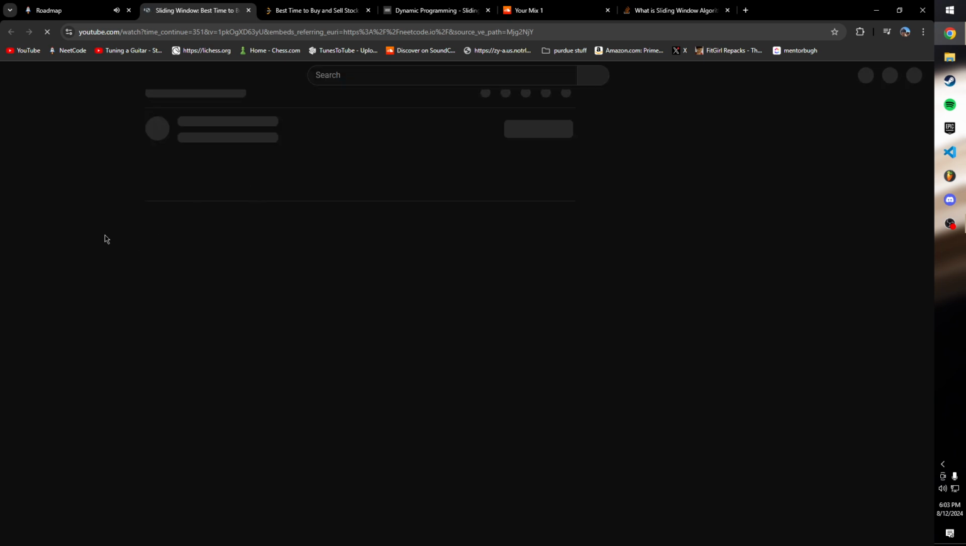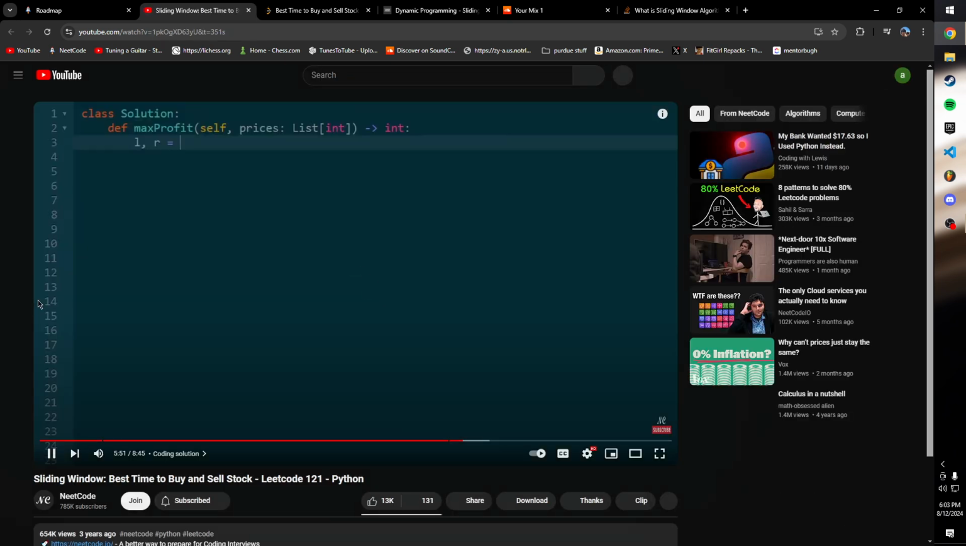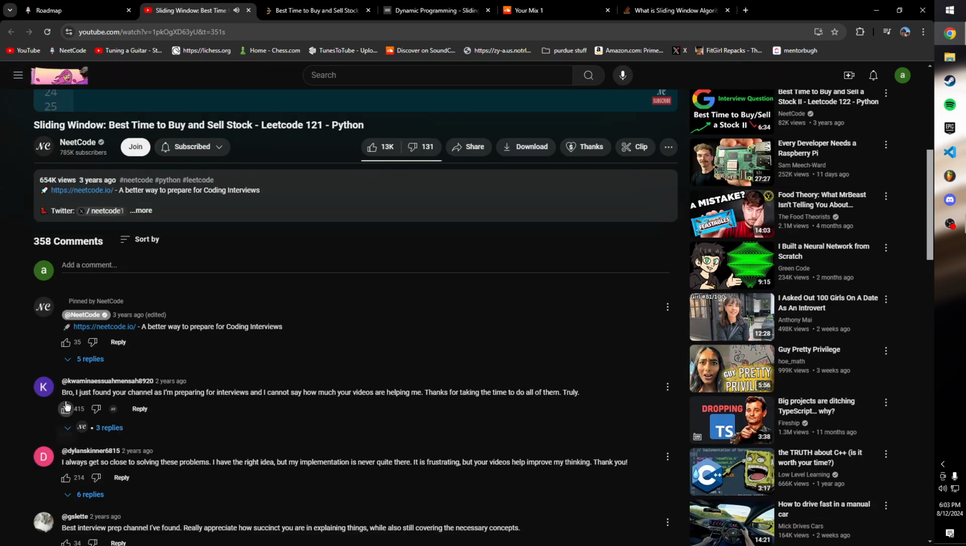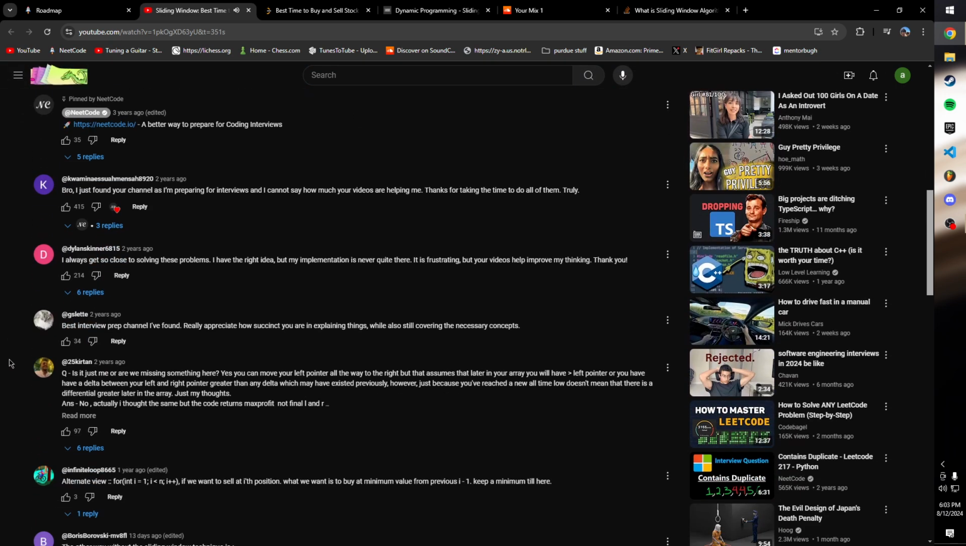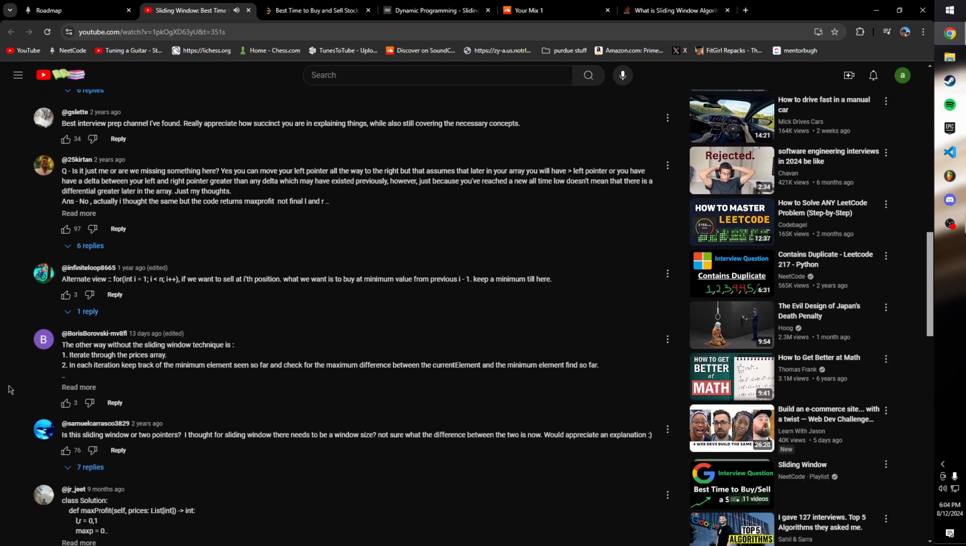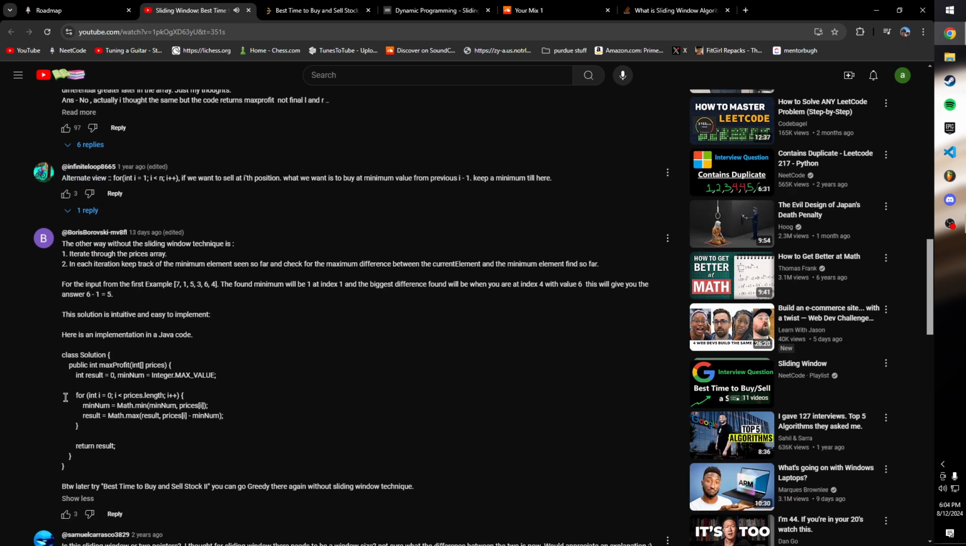Left is going to be initialized to 0 and right is going to be initialized to 1, just like in our picture. We know left is buying, right is selling. We can initialize our max profit to 0 as like the default case, and we're going to keep iterating through prices while our right pointer has not passed the end of prices.